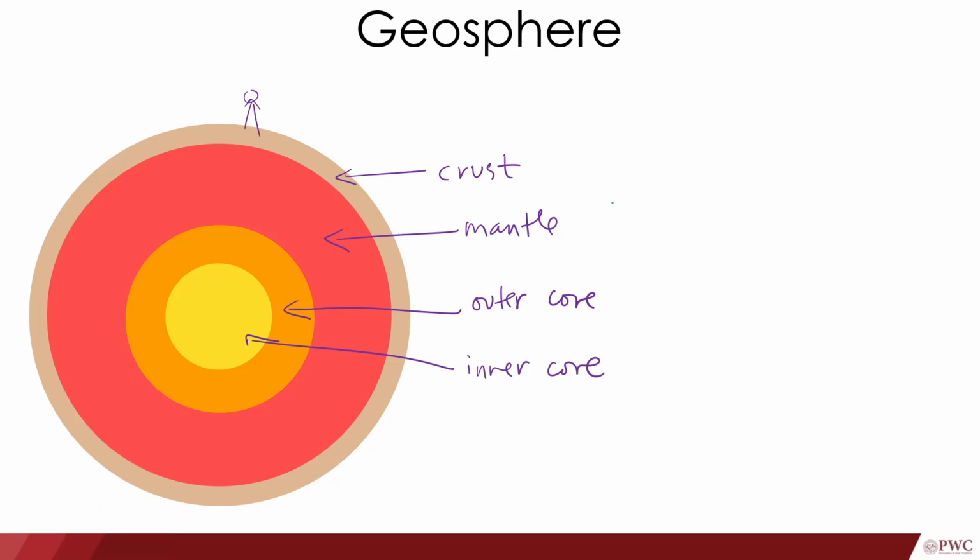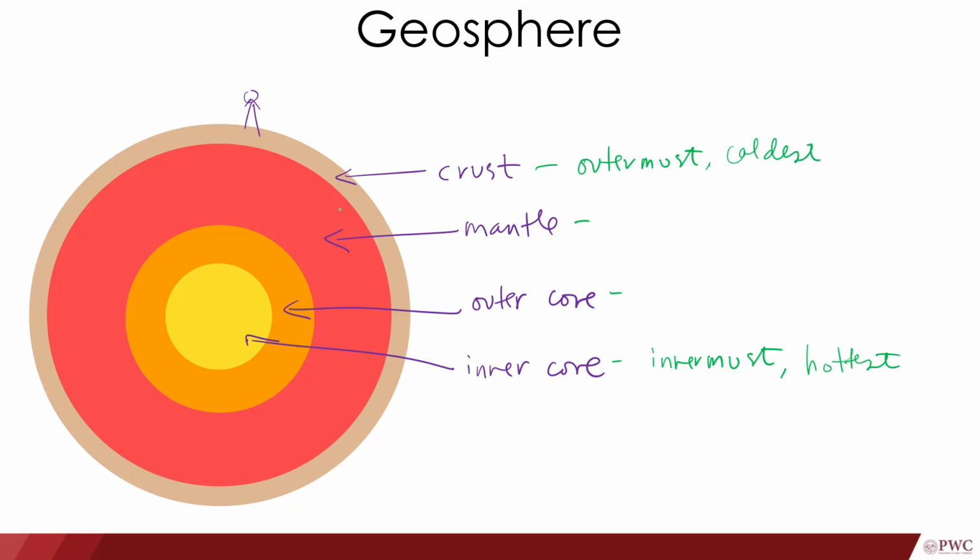Now let's compare them. First, obviously, the crust is the outermost portion, while the inner core is the innermost portion. In terms of temperature, obviously, it's the inner core, so it's the hottest layer, while the coldest layer among the four is the crust. So it's the coldest layer compared to the other layers.